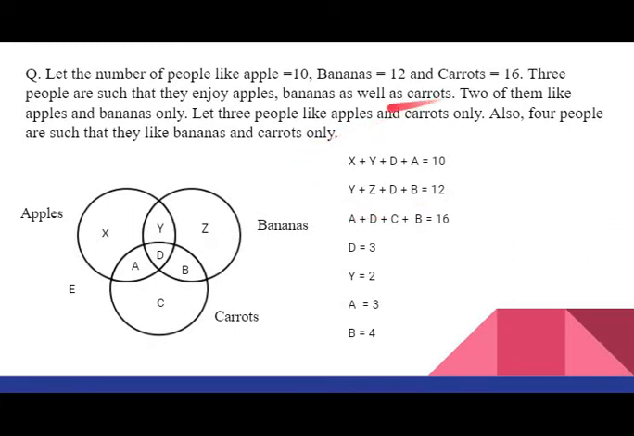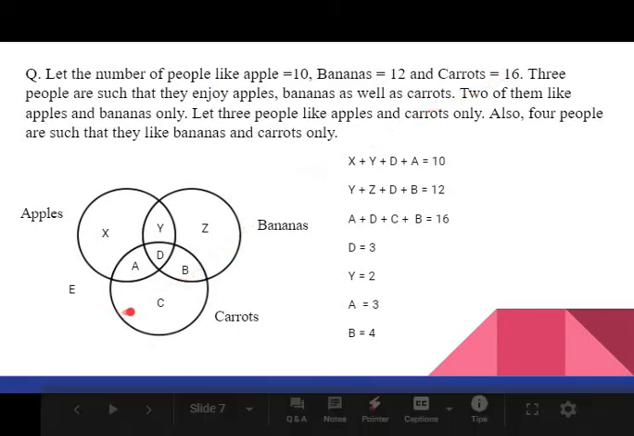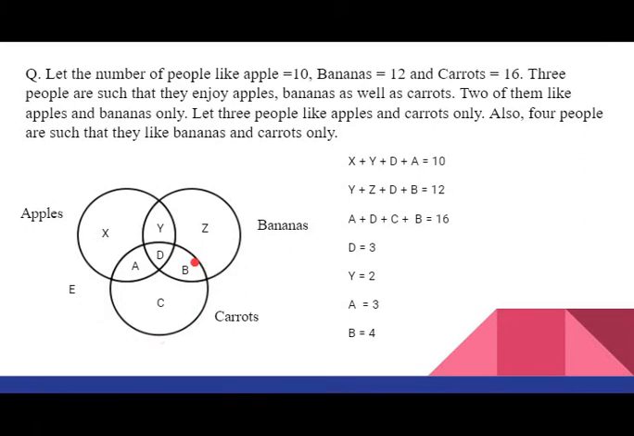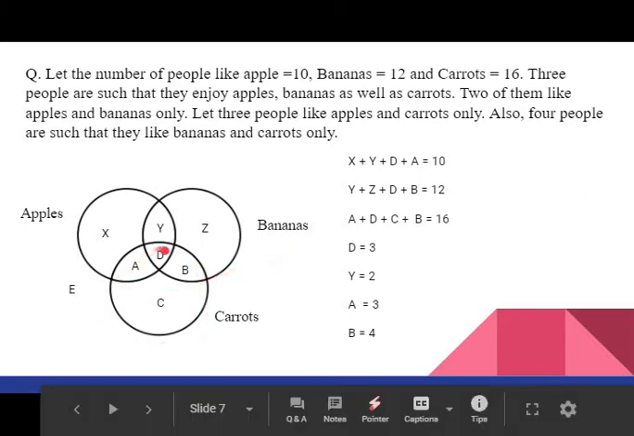Similarly, for the third condition, the number of people who like the carrot is equal to 16, and in the Venn diagram, the third circle gives the number of persons who like carrots. So the equation will be a + d + b + c = 16.